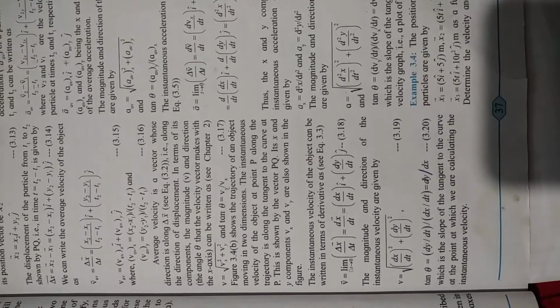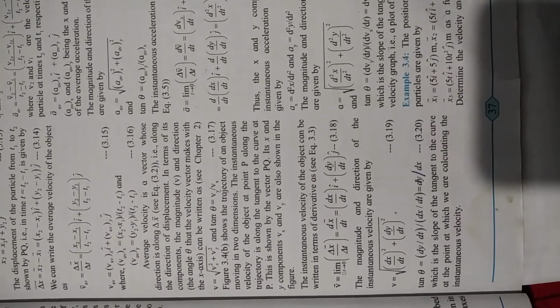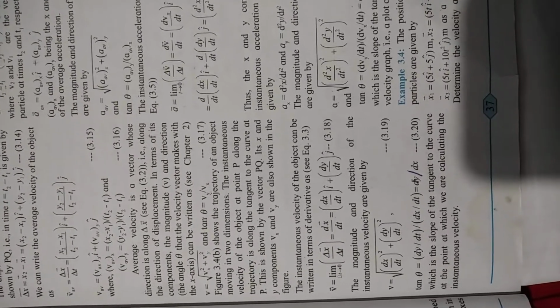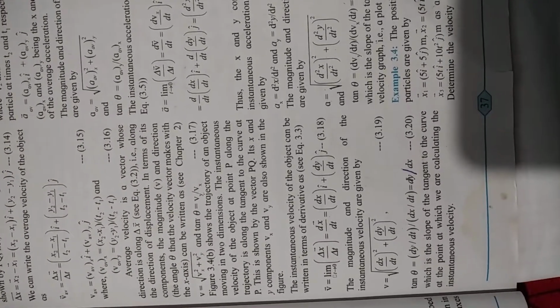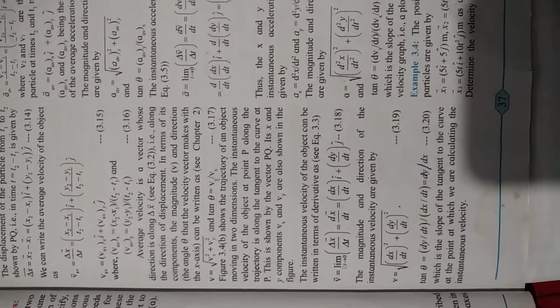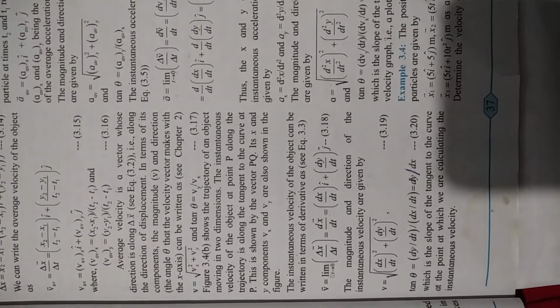So average velocity is given by under root of (dx by dt) square plus (dy by dt) square, and tan theta is given by dy by dx, because dy by dt divided by dx by dt. This is a parametric function that we are going to learn in derivatives in standard 12. What is a parametric function? So we get dy by dx, that is called the slope.